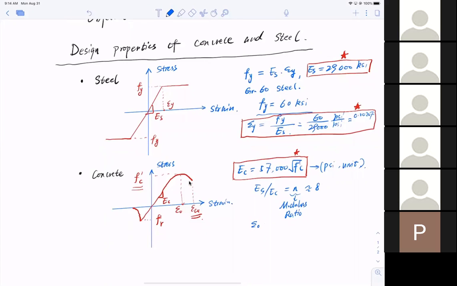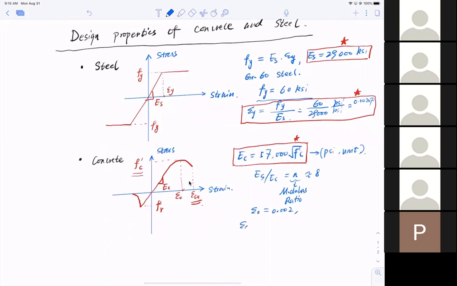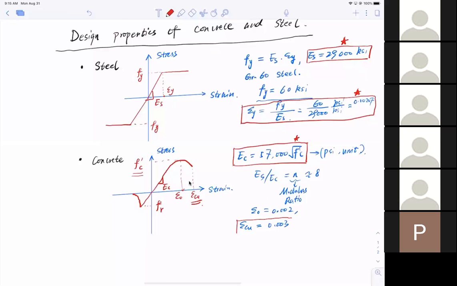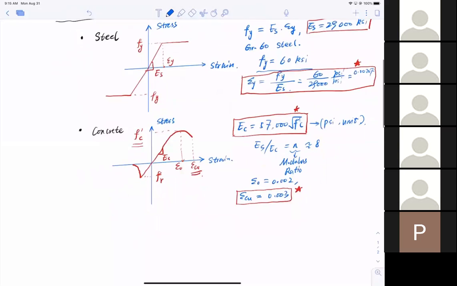The strain corresponding to the peak strength of concrete is about 0.002. But nobody cares, right? We only care about the failure strain, that is 0.003. So it was never about the peak f'c we care about, it's about when things fail. So this number here, 0.003, you have to remember by heart. All right, and keep going.